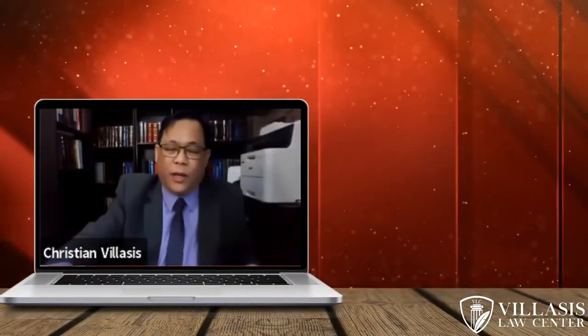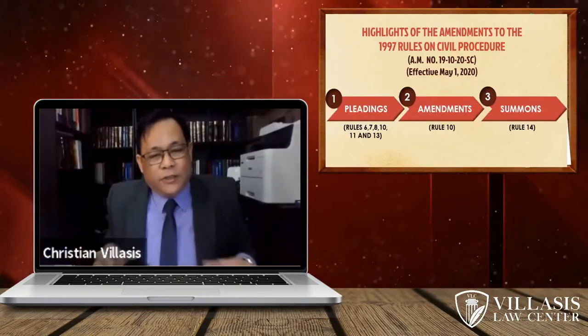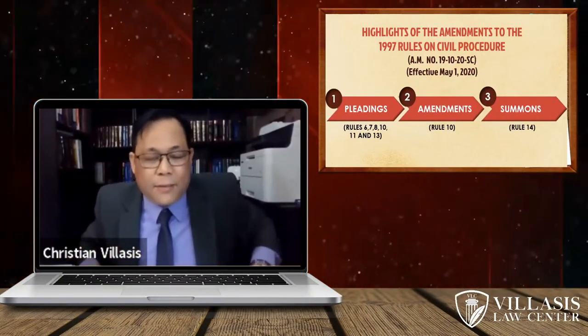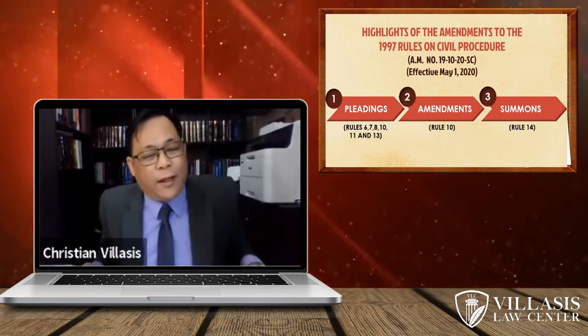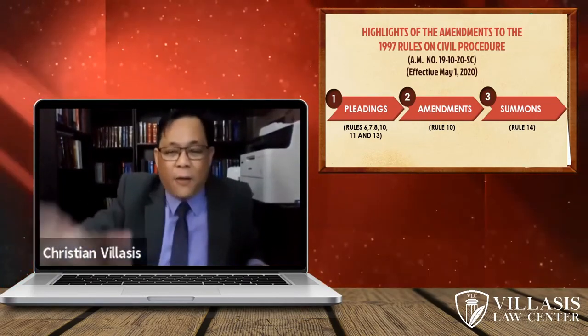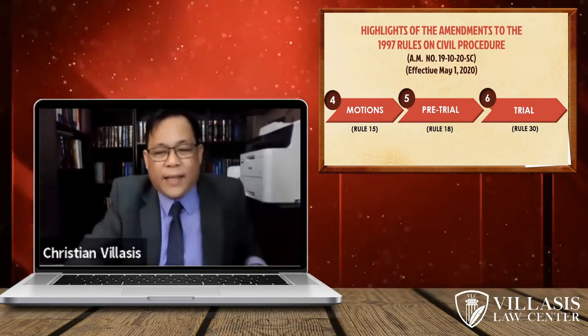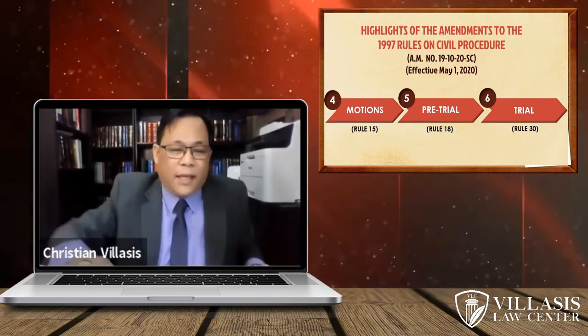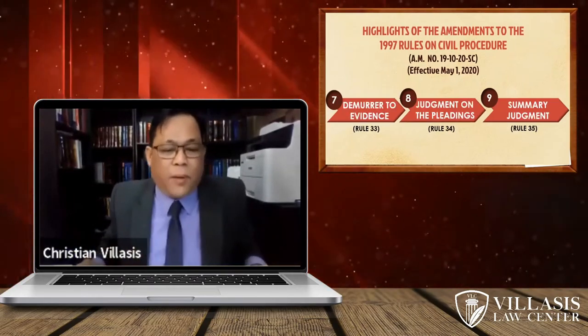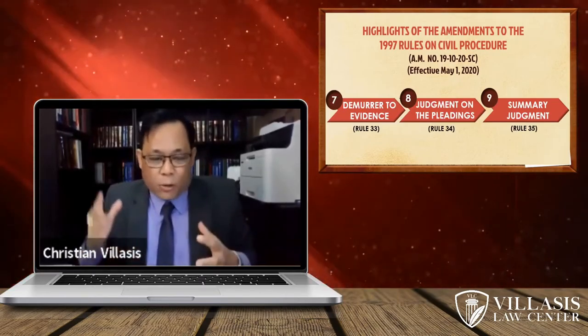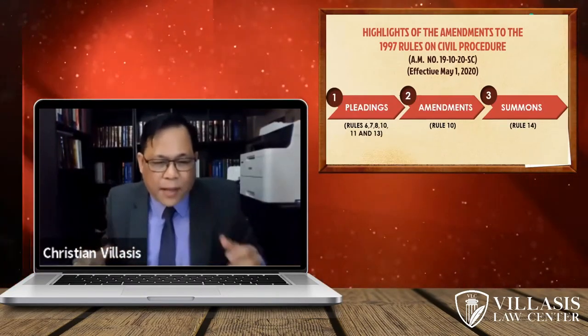On civil procedure, okay, diretso. The 2020 Rules on Civil Procedure were promulgated by the Supreme Court precisely, my friends, because of the Supreme Court's rulemaking power, or the power of promulgation. So let me begin. If you study the amendments carefully, you will realize that there are only 9 areas to consider. What are these? Amendments under the rules on pleadings, which I will lump together: Rule 6, 7, 8, 10, 11, 13.